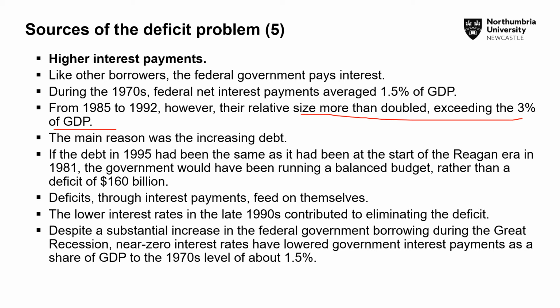So if the debt in 1995 had been the same as it had been at the start of the Reagan era, in other words, it increased from 1981, the government would have been running a balanced budget rather than a deficit of 160 billion. And here is the problem. Deficits through interest payments feed on themselves. Why? Well, government has less money to spend on social projects to finance its expenditures because of interest payments. So what does it do? It borrows more. And when it borrows more, it has to pay more debt. So it seems like a vicious circle.